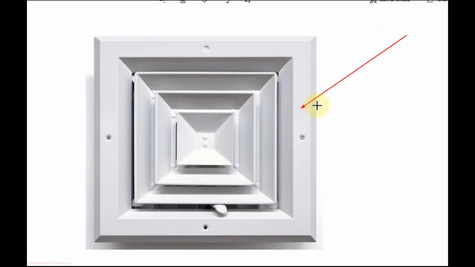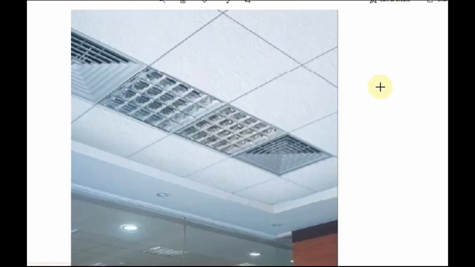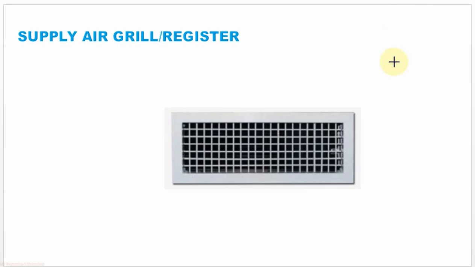It is the face of the square ceiling diffuser that we see in the ceiling, and it is its neck which is connected to the duct. When we are using a tile false ceiling, it is better to select the face size of the diffuser according to the tile size of the ceiling.